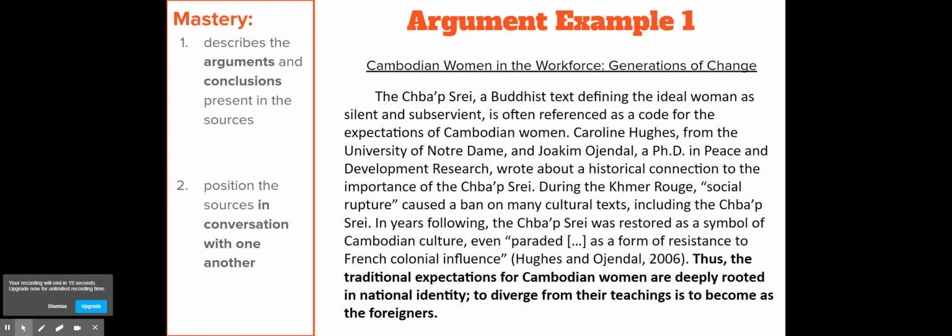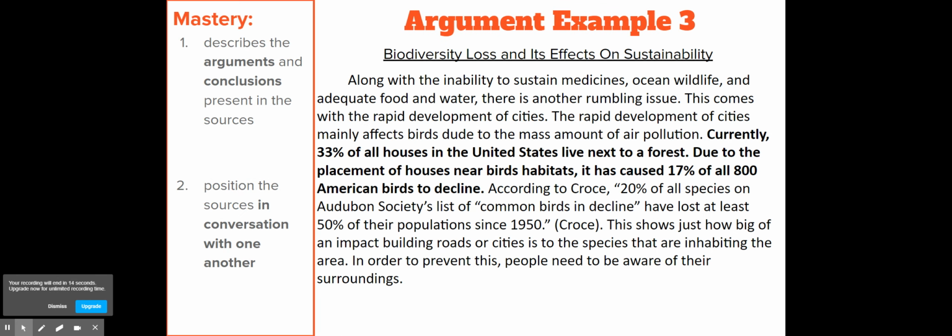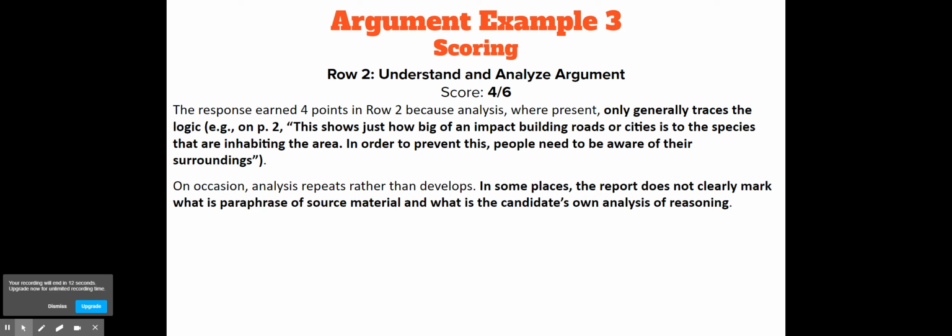So I'm almost out of time, but there are 4 examples here with the rationale. I highly encourage you to check those out. And remember, if it comes from a source, you need to cite it. If it's your idea, no citation.